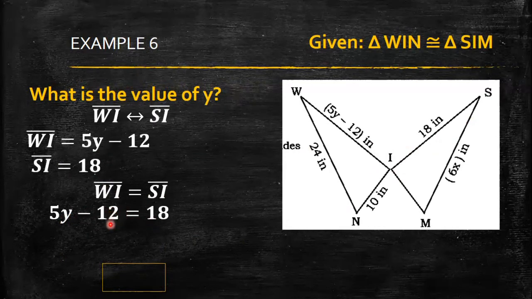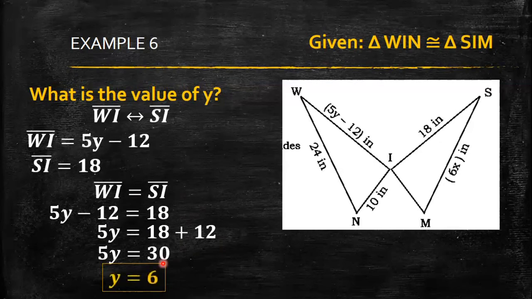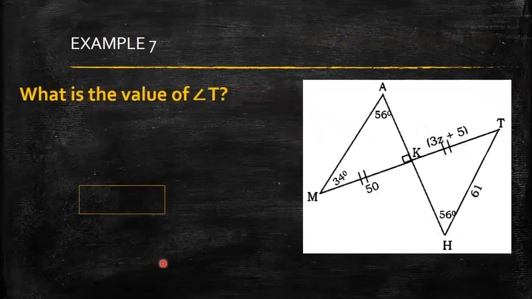So, let's use the addition property of equality to transpose 12 to the other side. So, we have 5y equals 18 plus 12. 18 plus 12 is equal to 30. 5y is equal to 30. So, to isolate y, we need to divide both sides by 5. So, meron tayong 5y divided by 5 equals 30 divided by 5. 5y divided by 5, matitira si y, and 30 divided by 5 is equal to 6. So, y is equal to 6. So, next example.